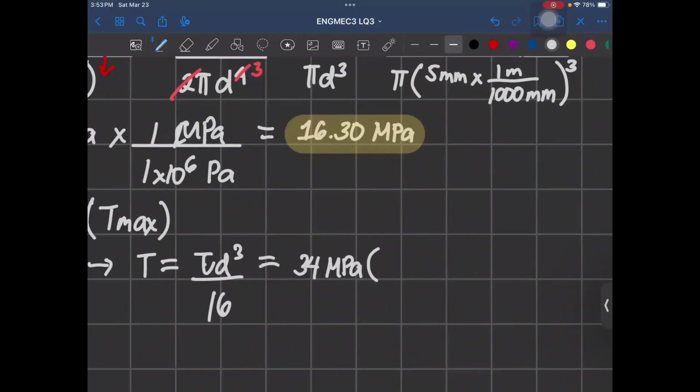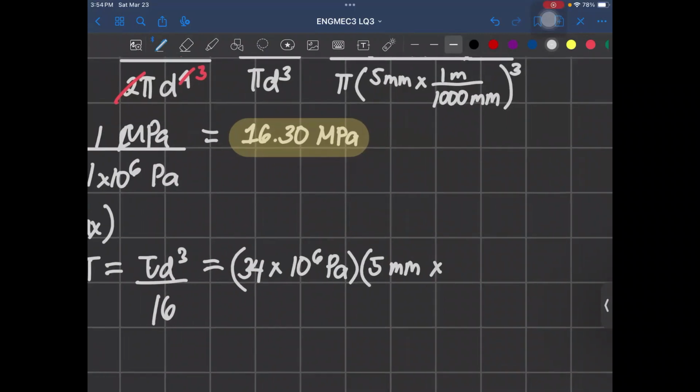So 34 megapascals, let's multiply it first by 10 to the 6th to make it in pascals so that we can get the answer more accurately. Then let's also convert the 5 millimeters again to meters. So we divide it by 1,000 millimeters per meter. So cube again, then divide it by 16.